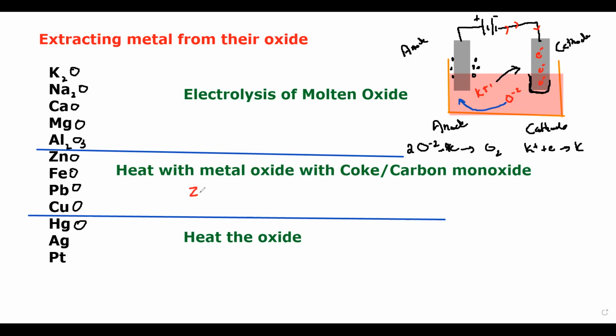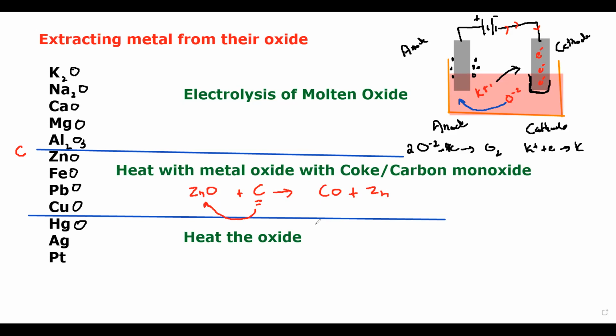For example, zinc oxide is there, because the reactivity position of carbon is between aluminum and zinc. So when we add carbon, as carbon is more reactive, it will displace the zinc, and as a result it will produce carbon monoxide and zinc metal. Because carbon is more reactive, it can displace the less reactive metal. That's why it will form carbon monoxide and zinc.